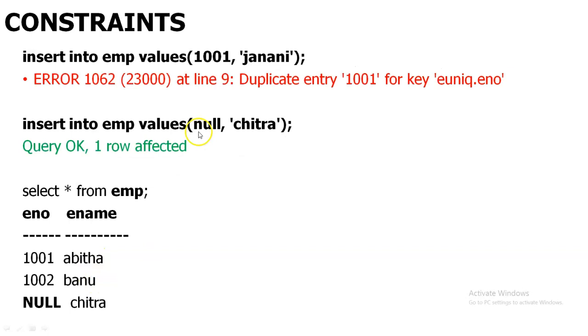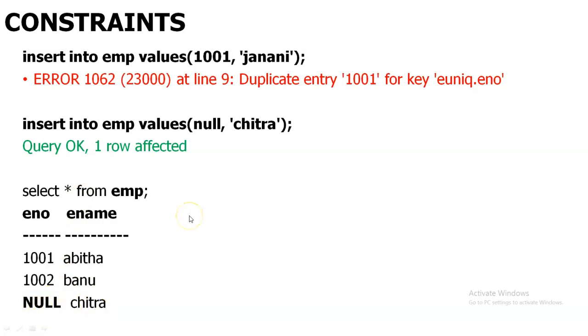But the third time, when I try to insert a value with the same employee ID, I will get an error called duplicate entry. That is, a unique key cannot have a duplicate value, so it will throw an error. In this query, you can see insert into employee values null and the name is Chitra. Here the employee number is a null value, and a unique key constraint will take null values also. So that has been accepted and inserted into the table. That employee number is null and the name is Chitra.